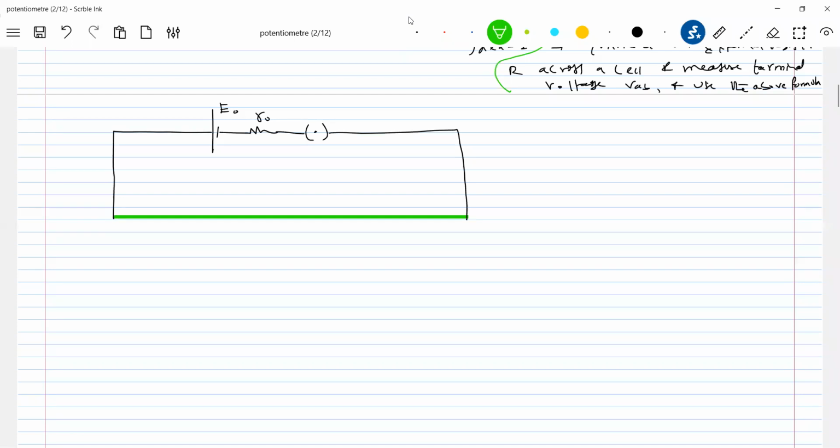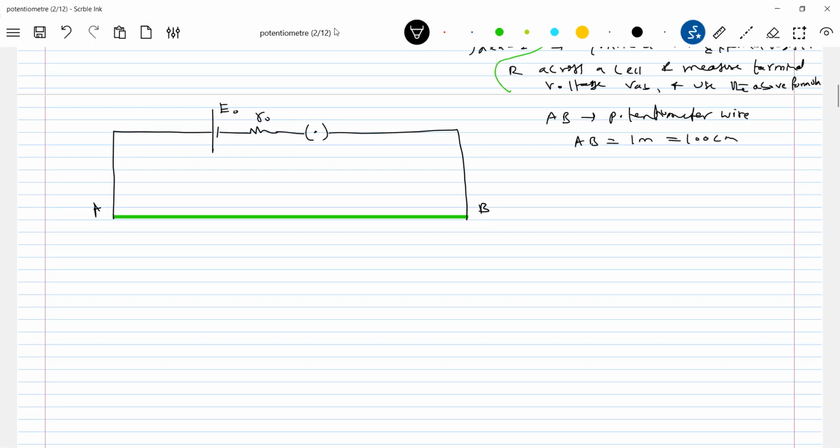There's a green color wire, what is it? Potentiometer wire. This is called a potentiometer wire. This is a standard cell. So AB is called the potentiometer wire. Usually for AB, I'll pick 1 meter or 100 centimeter.